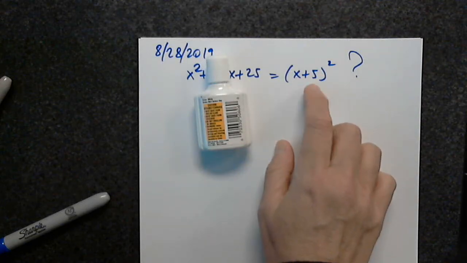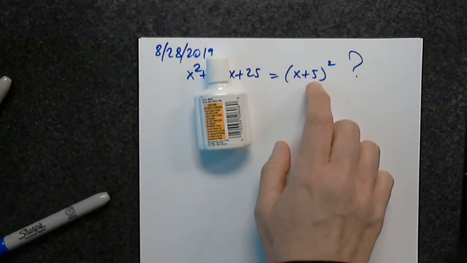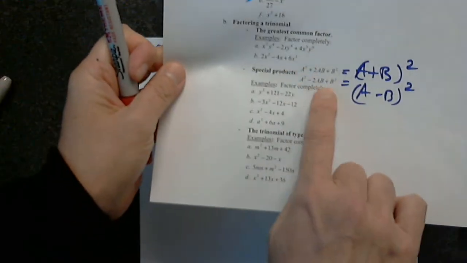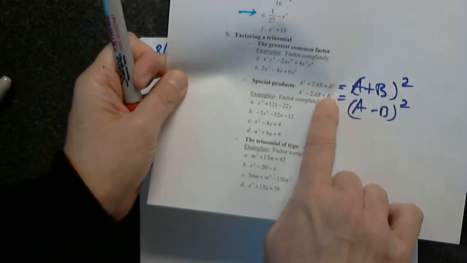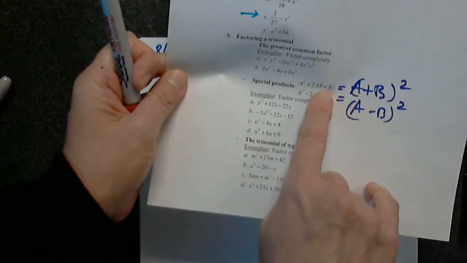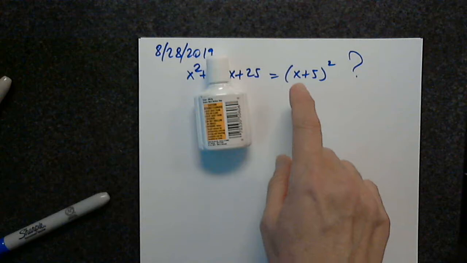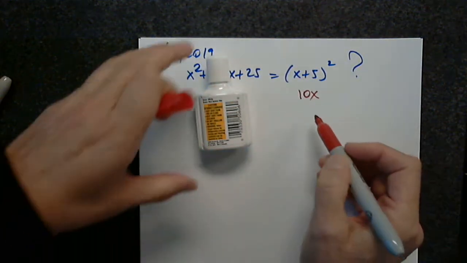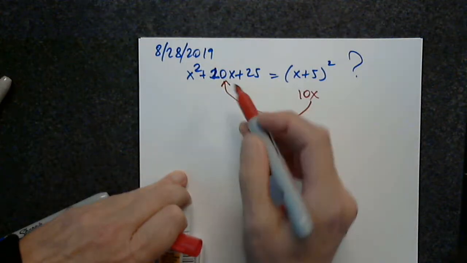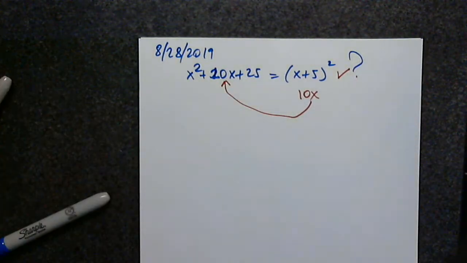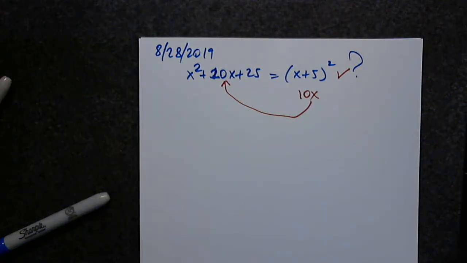And I know that when I expand this, I get three terms. I get a squared plus 2 times the first times the second plus the second term squared. So 2 times the first times the second will be 10x. Now, if this 10x is identical with the 10x from there, then only then I can say, yes, this is the correct factor form.